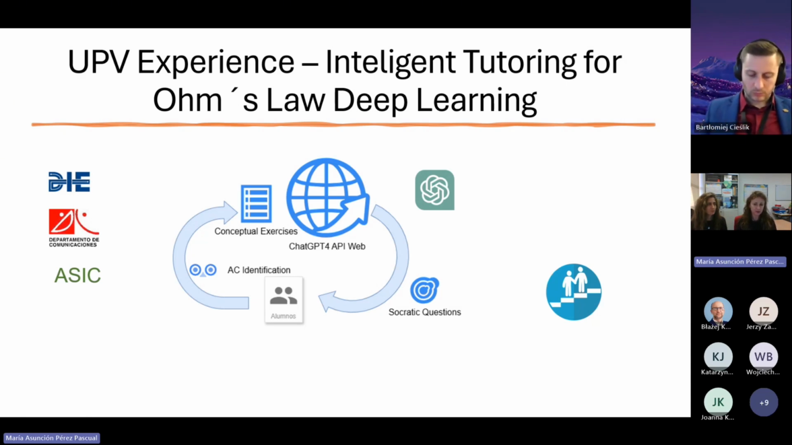So our platform is going to do two things. On one side, it is going to tutor our students. On the other side, it is going to identify their alternative conceptions. This is why it is helping us to continue with our research.